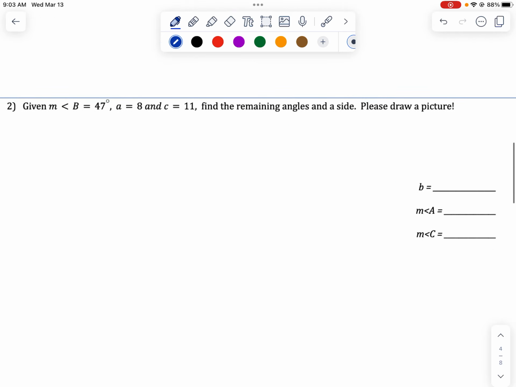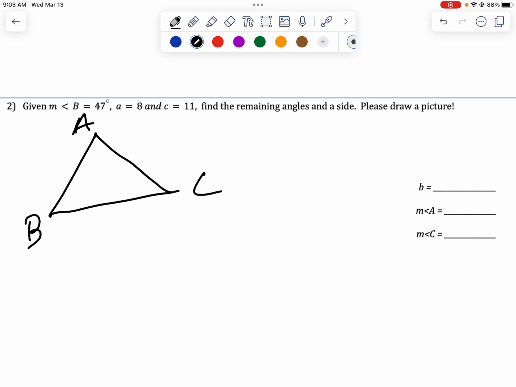Let's try this one. We have to draw our own triangle here. That's fine. So let's draw a triangle, A, B, C. You're given that angle B is 47. I'm given that side A is 8. Side C is 11. Find B. We're not going to have you find A and C on your test, but let's just talk about finding B.